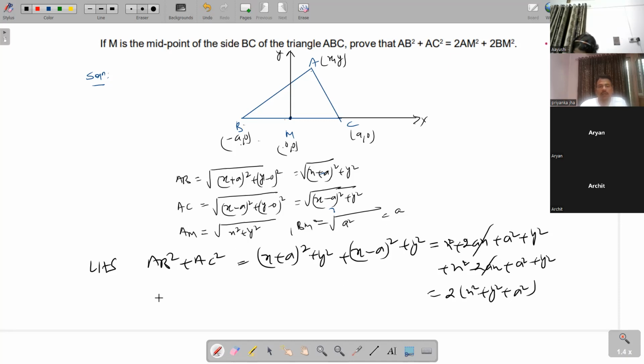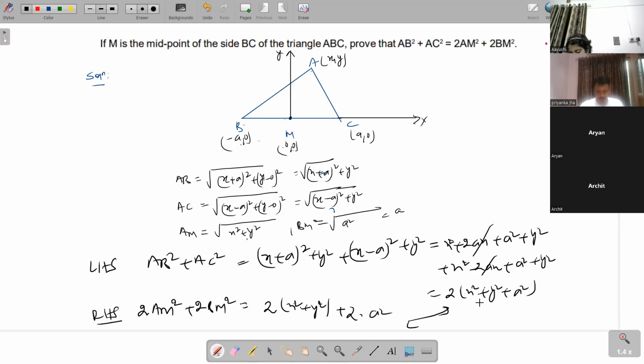Now you find the right hand side, that is 2 times AM square plus 2 times BM square. So 2 times AM square, the square of this, is going to be x square plus y square, plus 2 times BM square, so a square. Hence matched, hence proved. Understood? Yes.